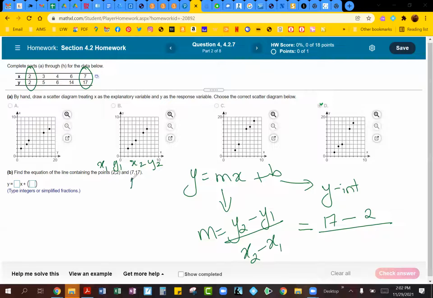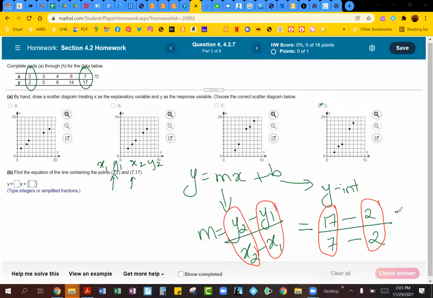So x2 is going to be the number 7 minus x1, which is going to be the number 2. So the basic format for this is these two numbers come from the same ordered pair and these two numbers come from the same ordered pair. So just make sure you're always using them in the same order. So you can see x2, y2, x1, y1. That's kind of how you set up this formula. And then obviously just simplify the numbers.